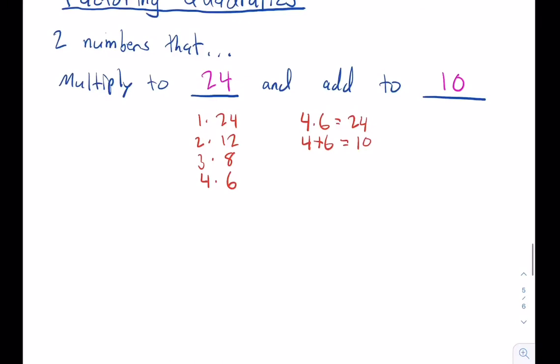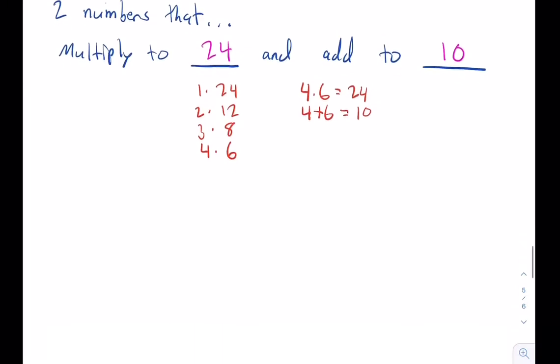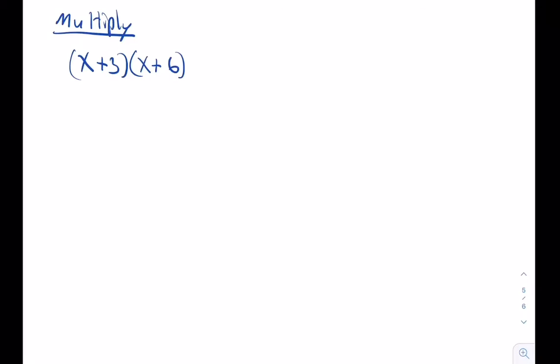Okay, so why did we do that? That's going to help us do factoring quadratics. Remember these problems right here? If you wanted to multiply two binomials, x plus 3 times x plus 6, you want to multiply those two together. In order to multiply two binomials, we're going to distribute or use the FOIL method: first, outside, inside, last.